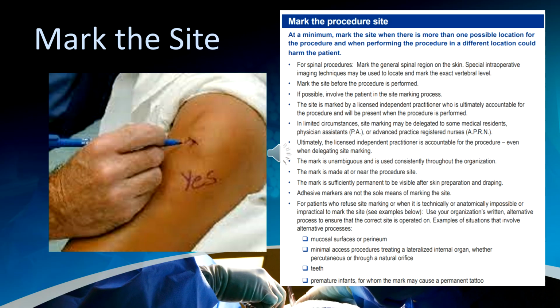Very important that we mark our site. So you have a left arm and a right arm. You have a left leg and a right leg. Let's make sure that we have the right limb. Sometimes you would think that would be obvious if you have a crushed right leg, that the surgery would be on the right leg, but sometimes these surgeries are not obvious. So we need to make sure that our physician is marking the site specifically with the patient if that's possible.